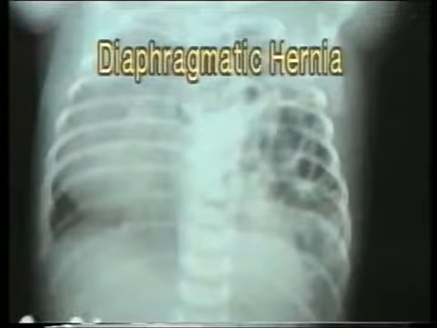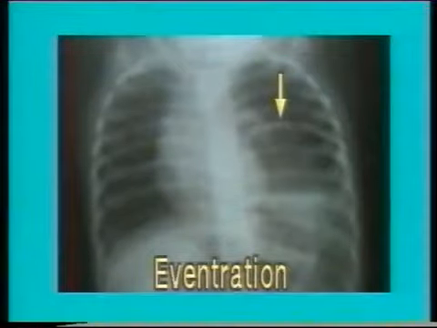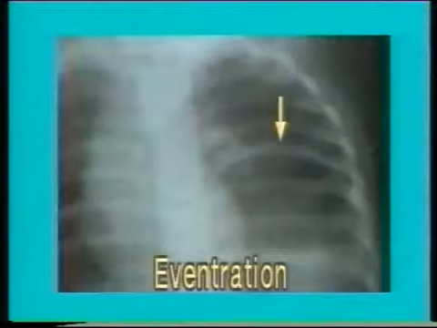respiratory embarrassment. In contrast, eventration of the diaphragm is a developmental weakness or weakness due to birth injury to the phrenic nerve, where the hemidiaphragm, usually left, is weak and raised. Note in this typical X-ray of eventration the smooth round outline of the diaphragm with stomach bubble under it.